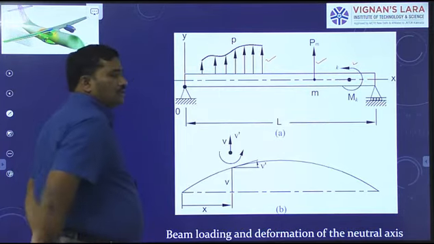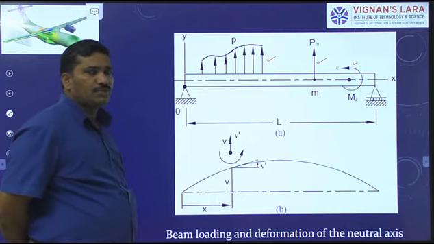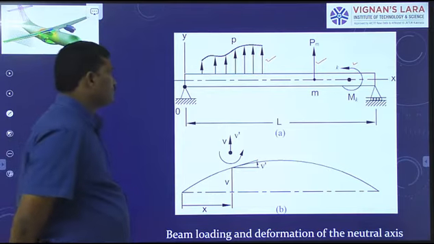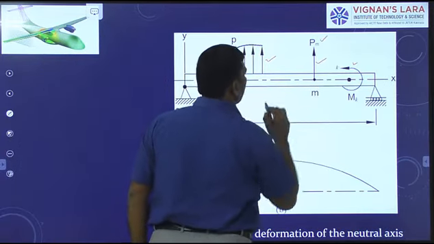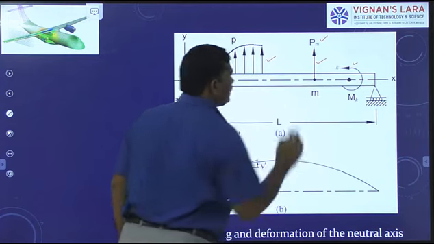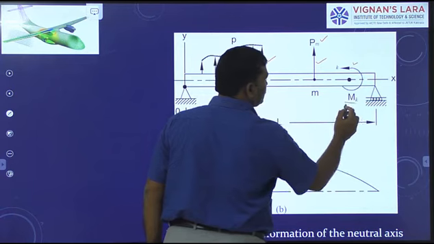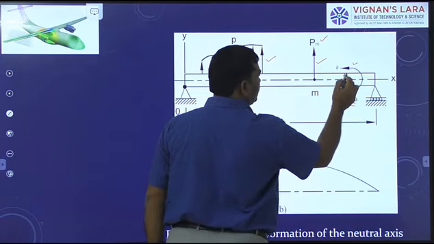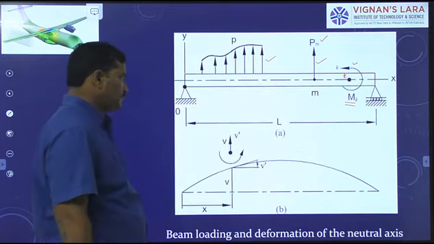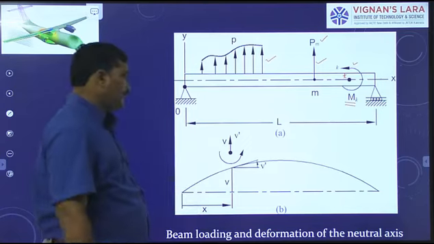P is the load intensity. It is the load distributed per unit length. And PM is the point load acting at point M. MK is the couple applied about an axis through point K. And L is the length of the beam.